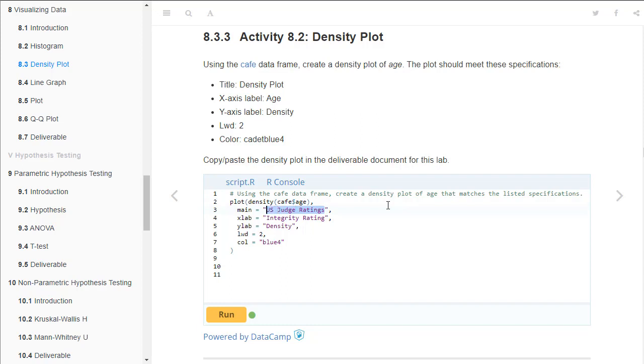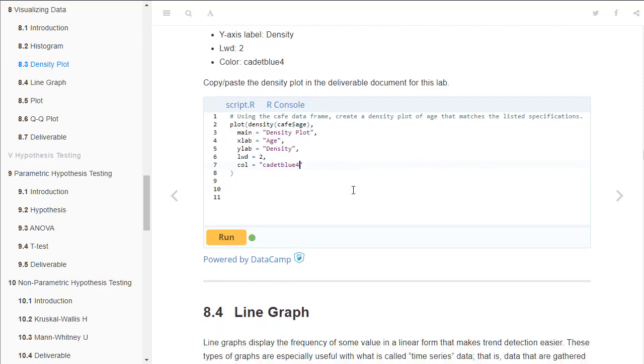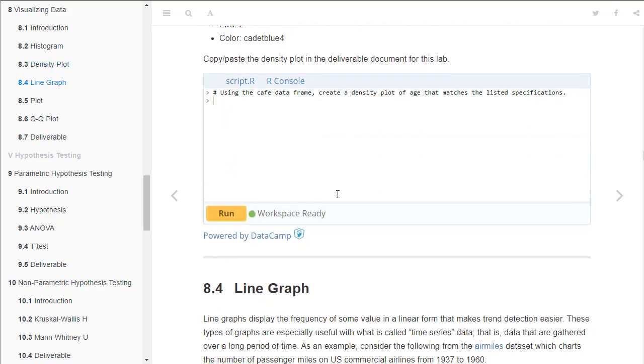Main title is density plot. X label is age. Y label's density. Line width is 2. And the color is going to be cadet blue 4. Run that.